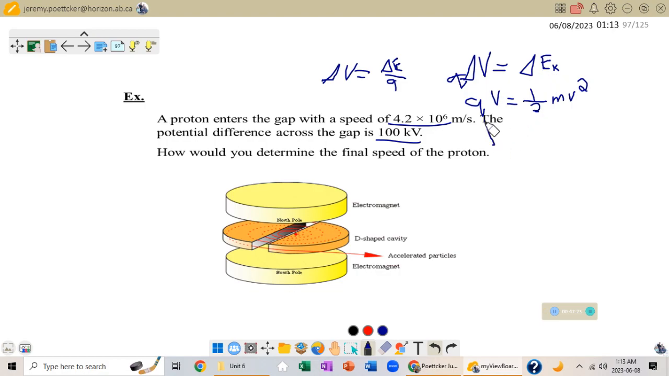So Q, elementary charge, V, this is my delta V, this is my voltage, 100 kilovolts, 100 times 10 to the 3 volts. Okay, so that's where we get that from. Mass, this is the mass of the proton. This is off our data sheet. And then we're going to find V squared. It's tricky because it has a speed here. That's not our final answer. We find this V and add it to this one because it's gaining that much speed, because it's gaining this much kinetic energy.